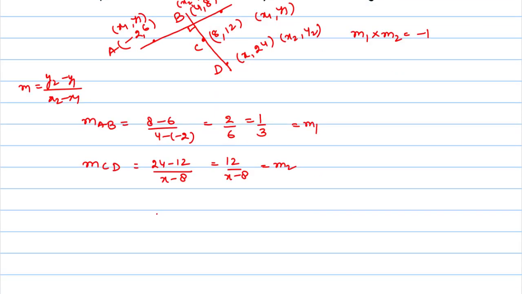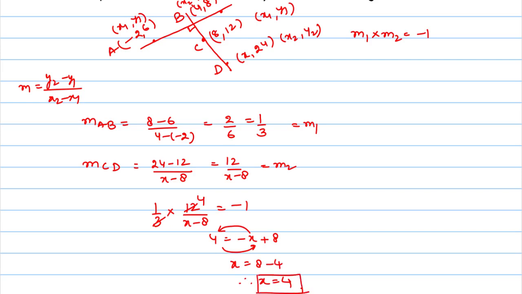Now we'll apply the condition. 1 upon 3 into 12 upon x minus 8 should be equal to minus 1. 3 ones are 3, 3 fours are 12. 4 is equal to minus x plus 8 when we cross multiply. We take x to the left side, 4 to the right side. x is equal to 8 minus 4. Therefore what is x? x is 4.